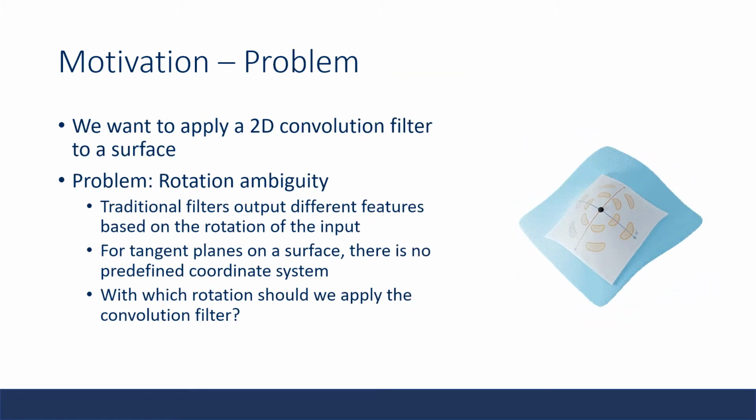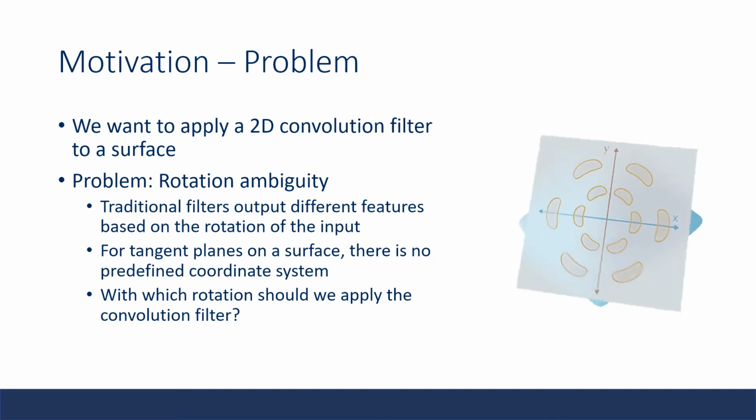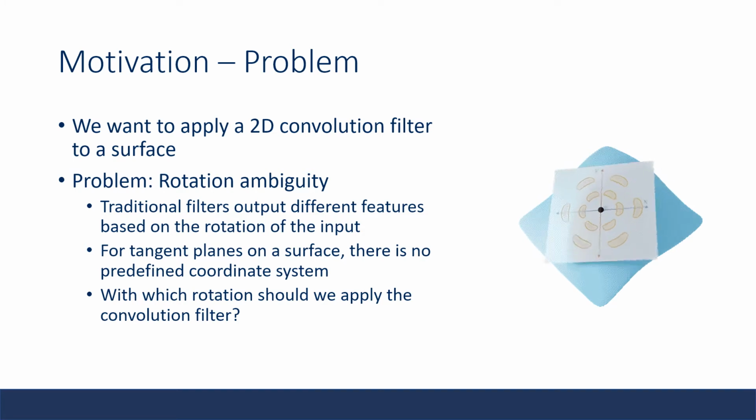The problem behind directly applying the charting-based method is that of rotational ambiguity. That is, we do not know how to orient the 2D kernel onto the tangent surface because surfaces do not have a predefined coordinate system. And this is the main problem that the paper tries to solve.